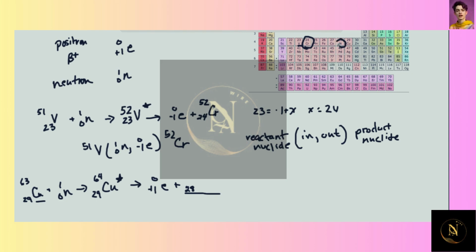This is nickel, and the mass number is 64, because 64 plus 0 is 64. In shorthand notation, it's the starting reactant, followed by the neutron in, and the positron out, followed by the final product. And we could, in fact, write this using our symbols. A neutron is an N, and a positron is B+.